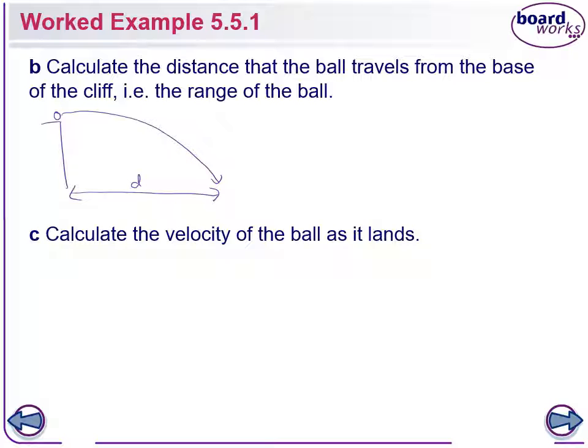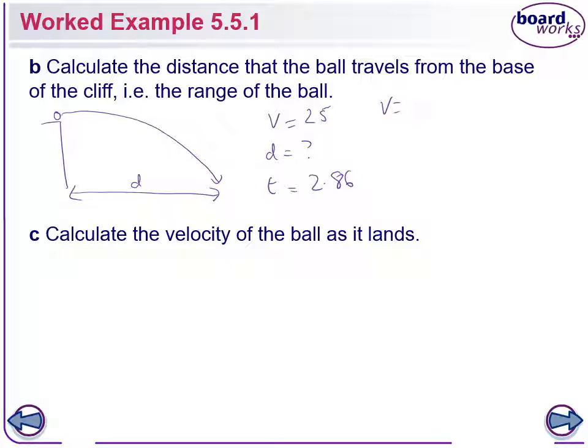So, are we looking at the vertical or the horizontal component now? Horizontal. We want the horizontal. So we know, well, what do we know? We know the horizontal velocity is what? 25. We don't know the distance. We're trying to find that out. Do we know the time? Yeah, we do. We just figured it out. 2.86.